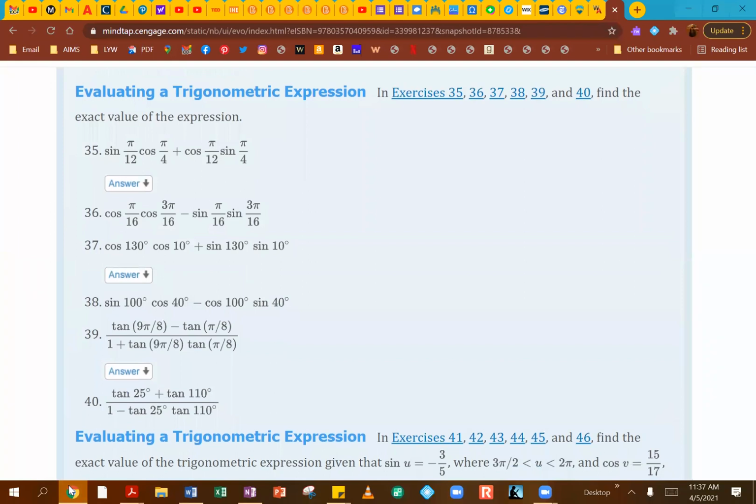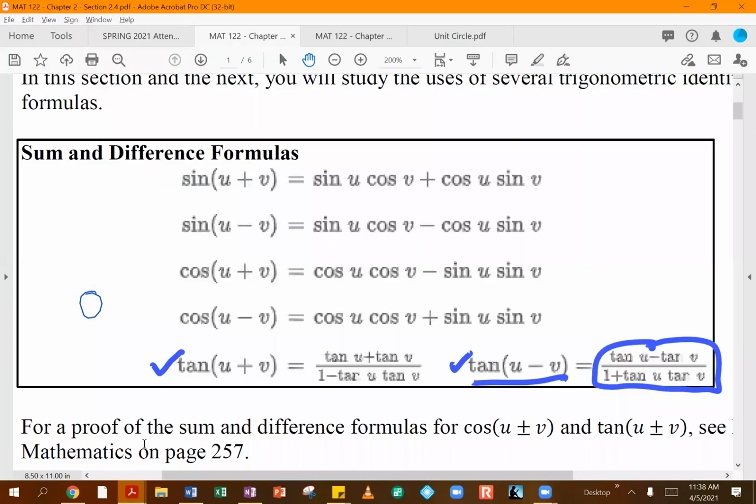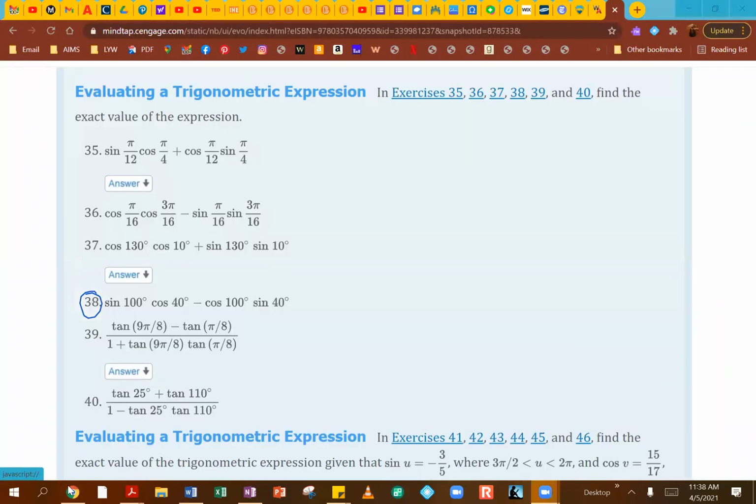Okay, so this one is asking us to find the exact value for our expression over here. And we're looking at number 38. So this one is saying, as you can see, find the exact value of the expression. So again, no decimal answers. They want us to leave this as an exact. So you are, again, first of all, trying to identify which formula can I apply to this example over here. So when you look at number 38, which formula do you think we can use from our sum and difference formulas? Sine of u minus v.